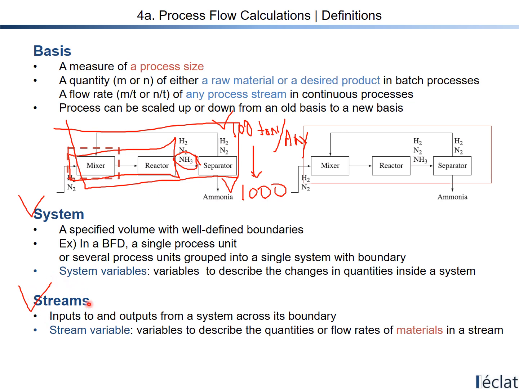And then let's go to the streams. As you expected, these arrow lines are streams, which are defined as input to and output from a system across its boundary. Also, streams have their own stream variables to describe the quantities or flow rate of materials in a stream.